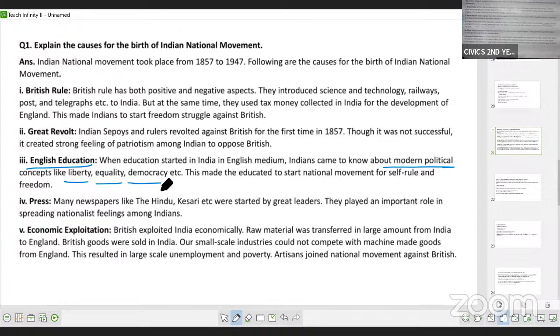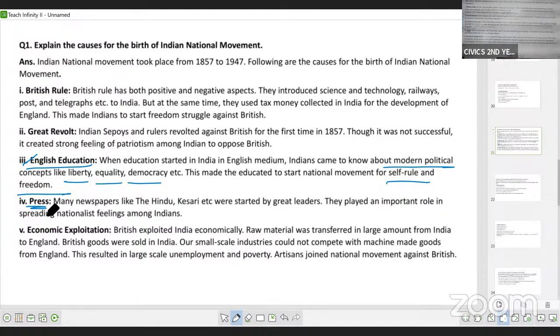Liberty means freedom. They realized that in India we don't have freedom. Then equality, there is discrimination. In India there is no equality, there is no democracy. So they started the Indian national movement for self-rule and freedom. So English education is another cause for the birth of the Indian national movement.